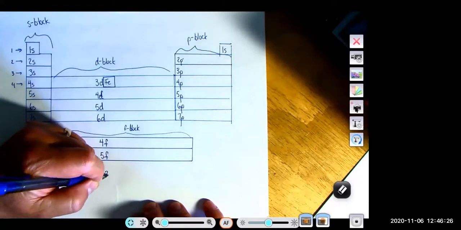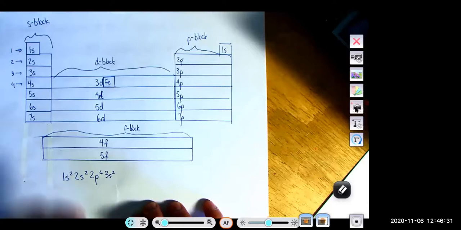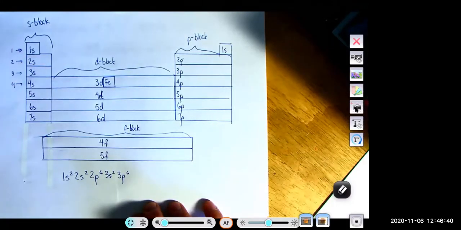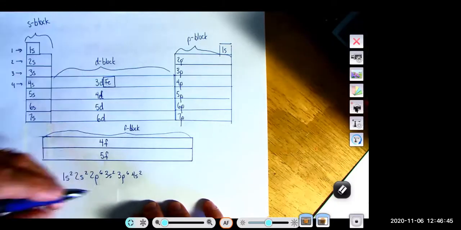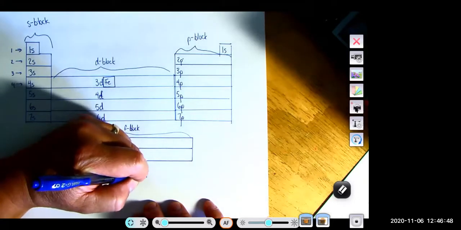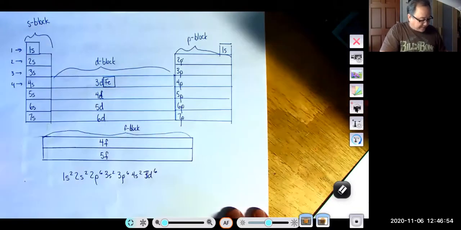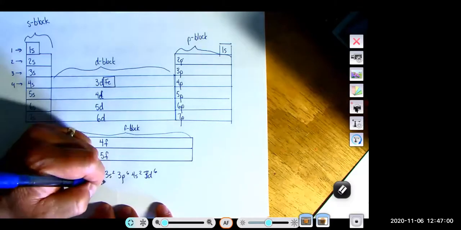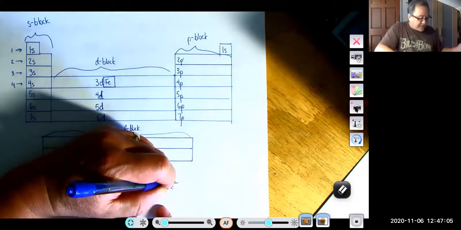I didn't finish the sketch note. How many in the 3p? 6. How many in the 4s? 2. How many do we have to go through to get to iron? How many boxes to get to iron? 6. So 6. Now, when we add these up, do you see that the first 3 are 10, the second 3 are 10, and the last one is 6 for 26 electrons, which is what we should have.